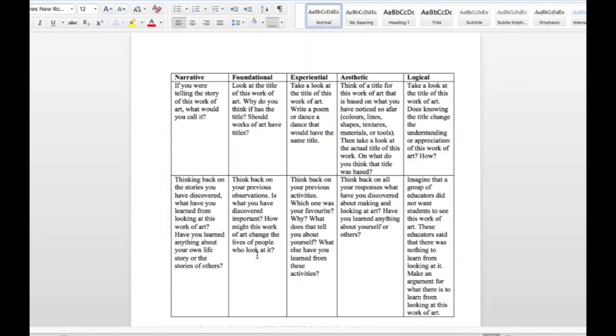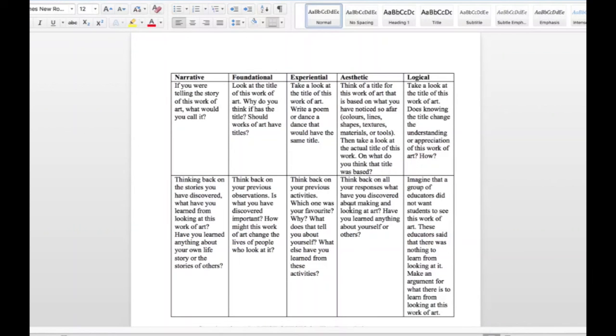Experientially, one could ask: take a look at the title of the work of art, and write a poem or a dance that would have the same title. So this again could be very exciting for you in terms of the experiential. And then aesthetically, think of a title for this work of art that is based on what you have noticed so far, the colours, the lines, the shapes, the textures. You see there the whole aesthetic spectrum opening up for you.